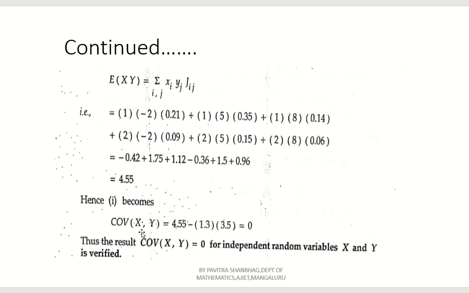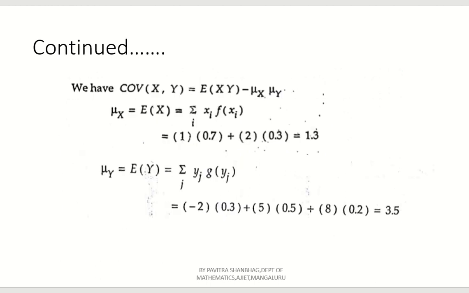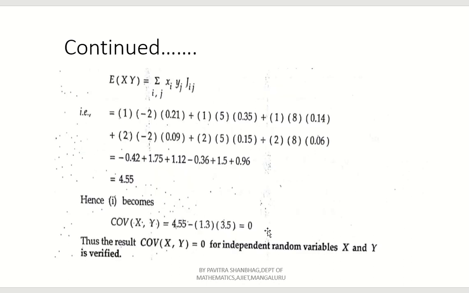But what is the covariance of xy? We have the formula E of xy minus E of x into E of y. Just replace here: 4.55 minus, here E of x is 1.3 which we have done here, see, and E of y is 3.5. Just replace back here, you will get it equal to 0. So from this result what can we prove? If covariance of xy is equal to 0, that means the random variables x and y are verified as independent, right?